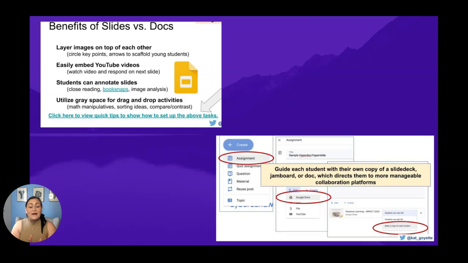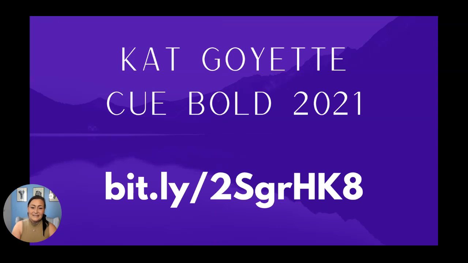She also talked about how you could guide each student with their own copy of a slide deck, Jamboard, or document, and then within that document, you would actually direct them to a manageable collaboration platform. And I really love that because, as she shared, it gives you the opportunity not only to get kids engaged in that collaboration, but also gives them the opportunity to show their own thinking. And by turning that in through Canvas, you would immediately be able to assess their mastery on those topics.